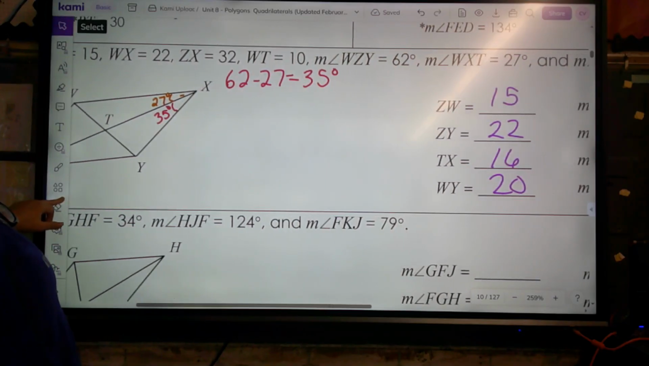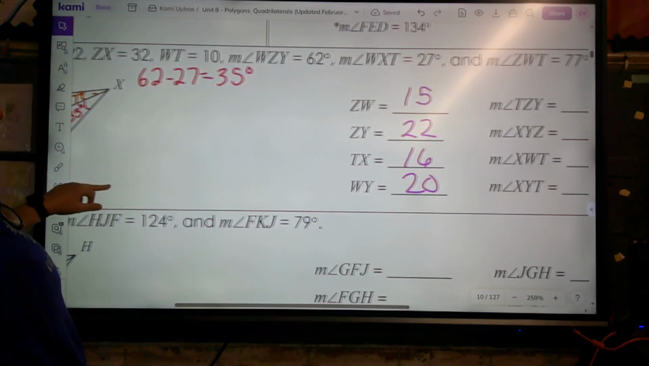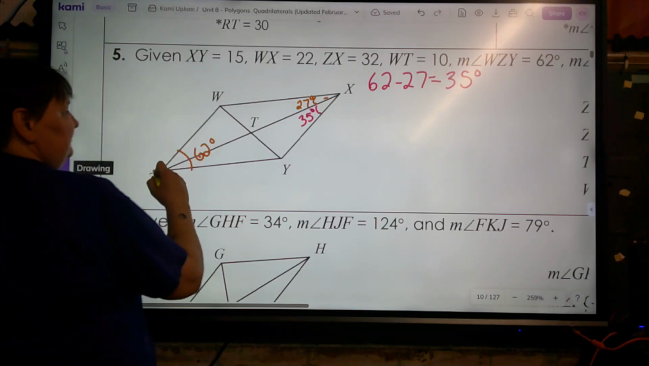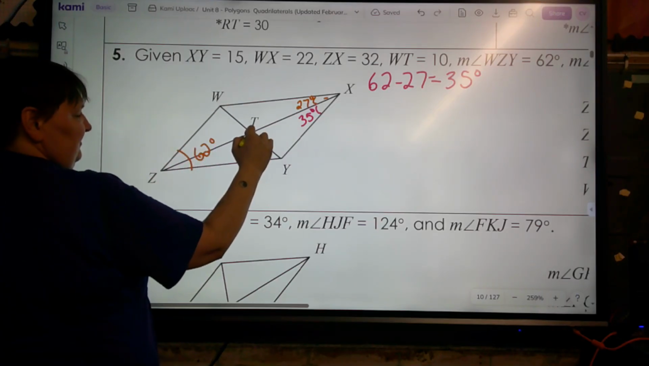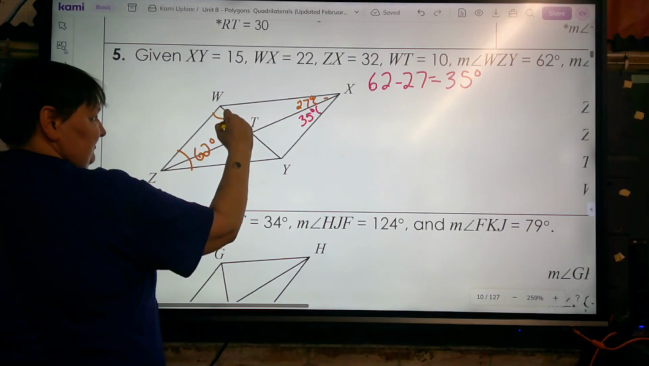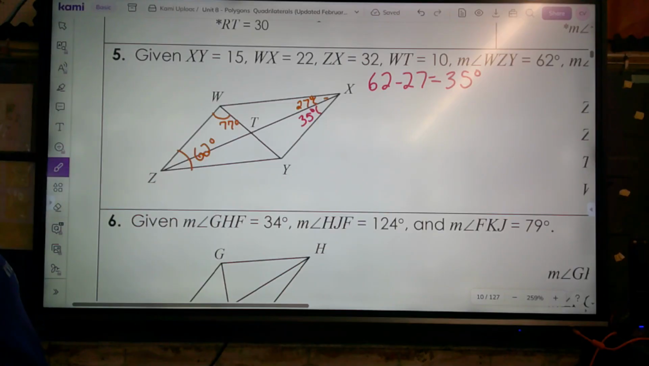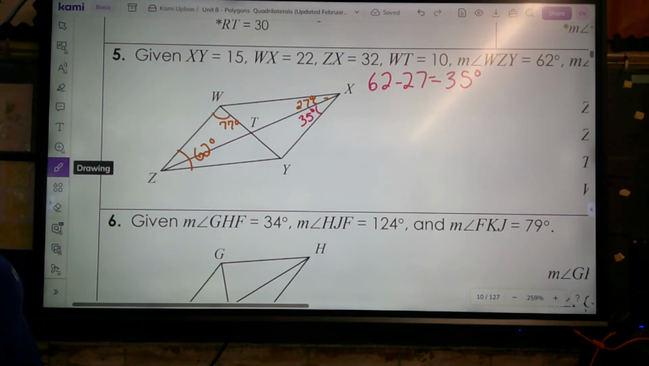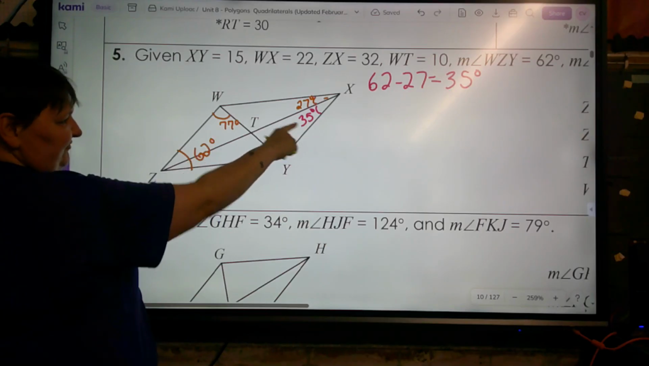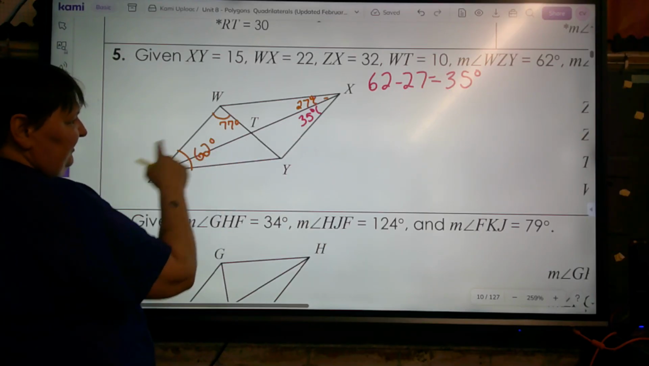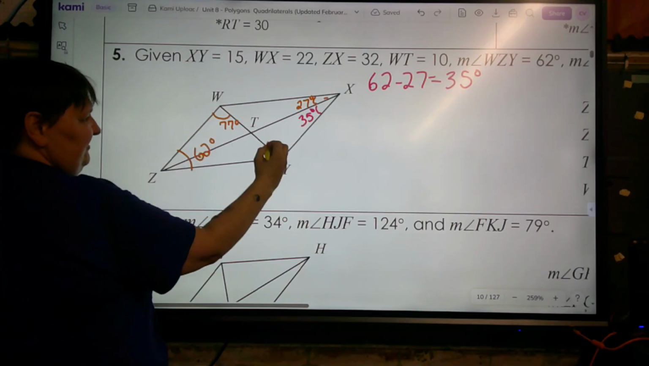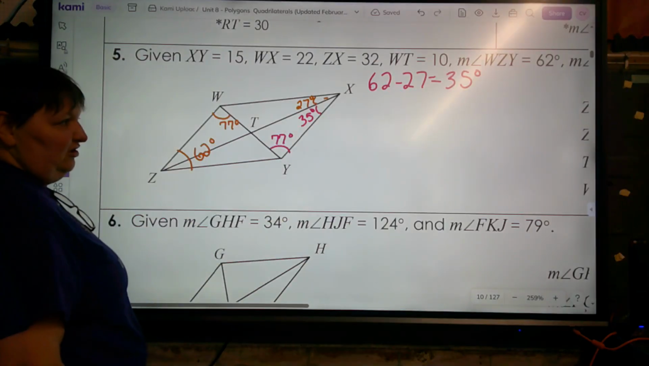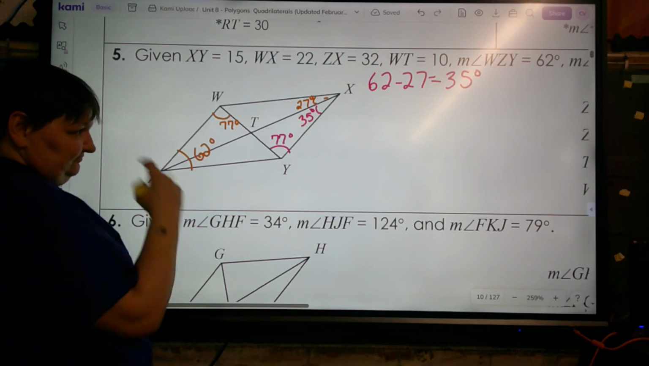All right, and then we have ZWT is 77. So this angle is 77 degrees. So let's see what else we can figure out by looking at it. We already used this to figure out the 35 degrees. Alternate interior angles. So if this one is 77, this one has to be 77, because alternate interior angles are congruent, right?